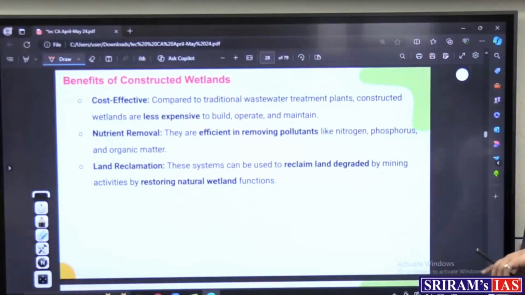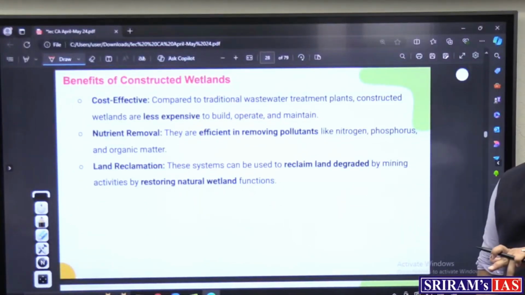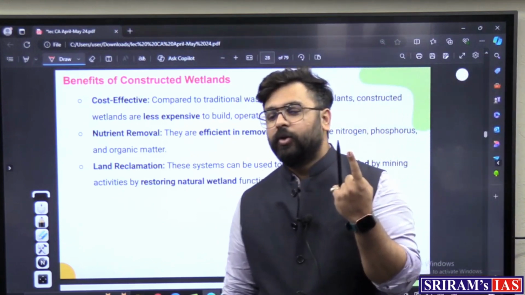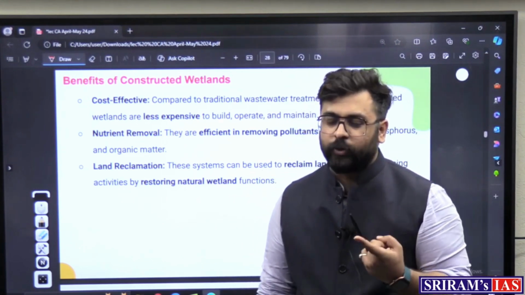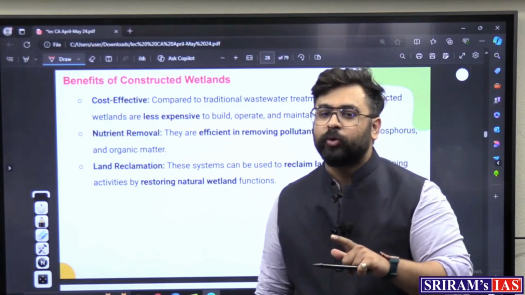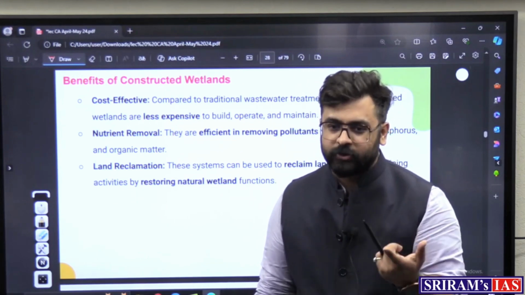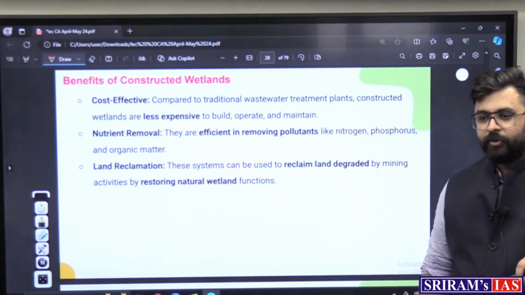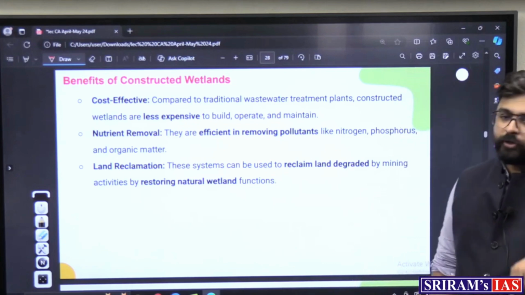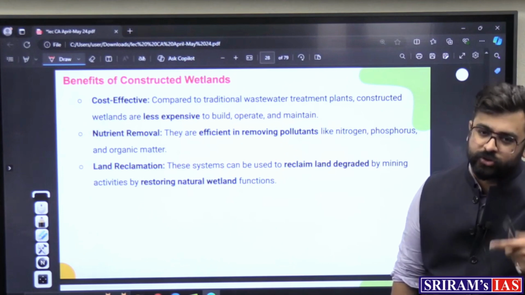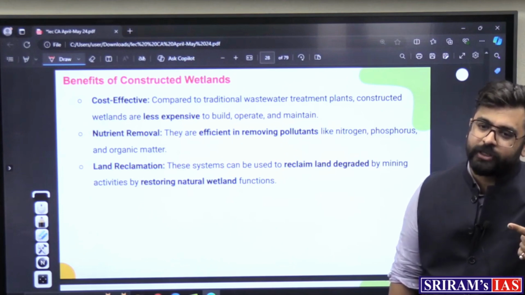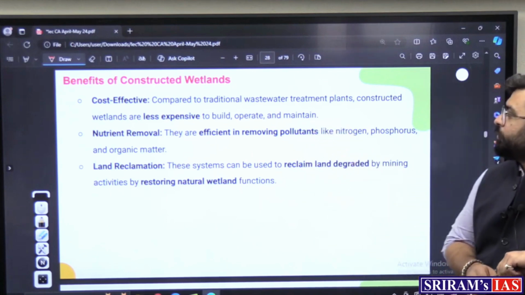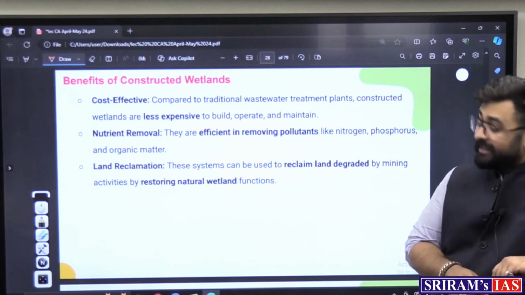Then cost effective. These wetlands are easy to maintain. Why do you think these industries are not investing in treating the wastewater? Because it will add more cost on them. The main reason is the cost. Everyone can treat whatever waste they are creating, but nobody wants to treat them because it will add an additional cost on them. Whenever there is an additional cost, that means their profit will reduce. So constructed wetlands are more cost effective in nature, they are less expensive.